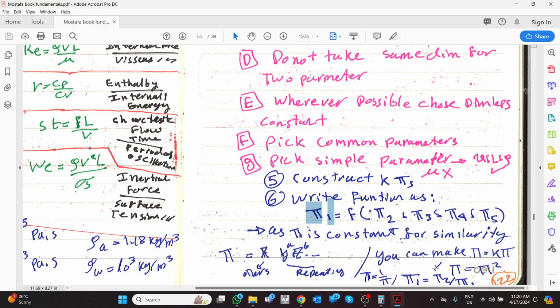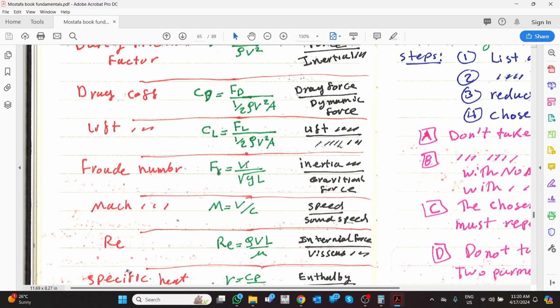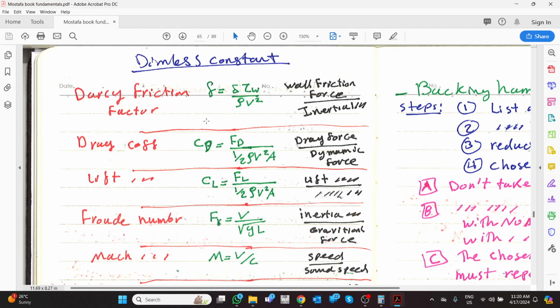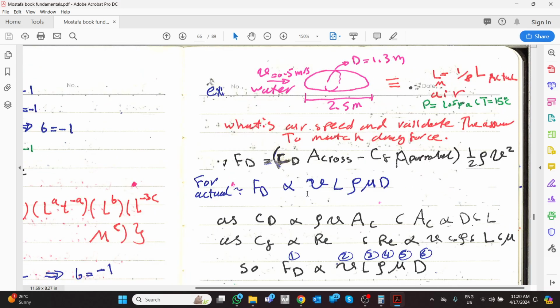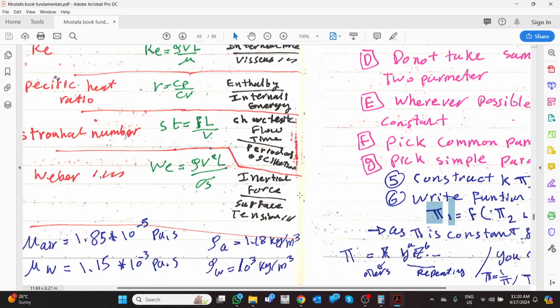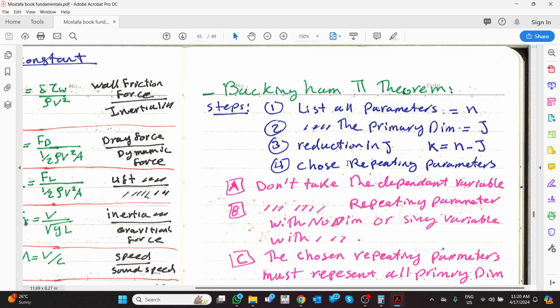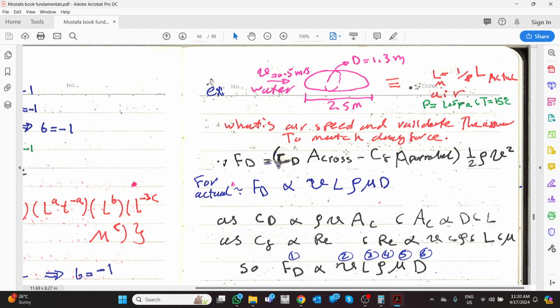Why am I trying to do all of this manipulation? Because I need to reach here. I need to define my dimensionless analysis based on the dimensionless constants. So if I divide, if I multiply, if I square, if I multiply by a constant, even if I take a third power, yes, we're going to do it just to get a dimensionless constant. Okay. So this is the Buckingham pi theorem. So let's take an example.